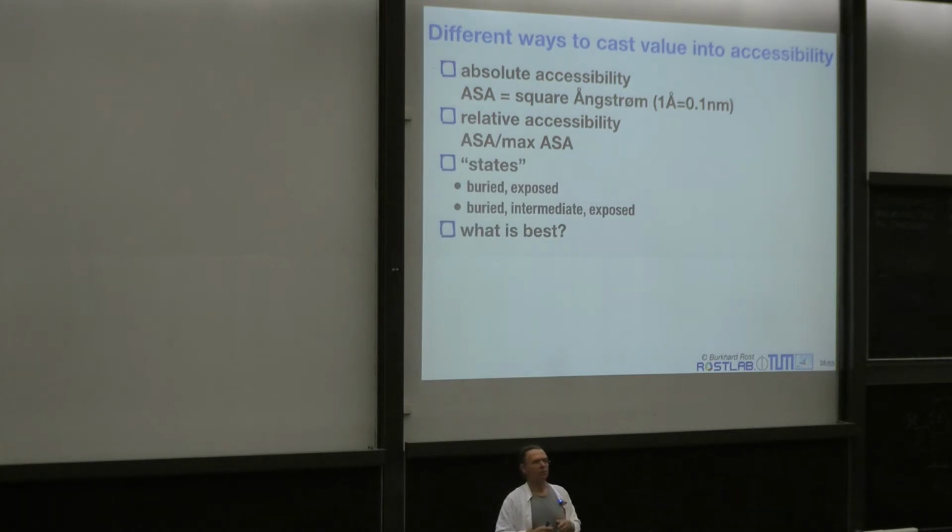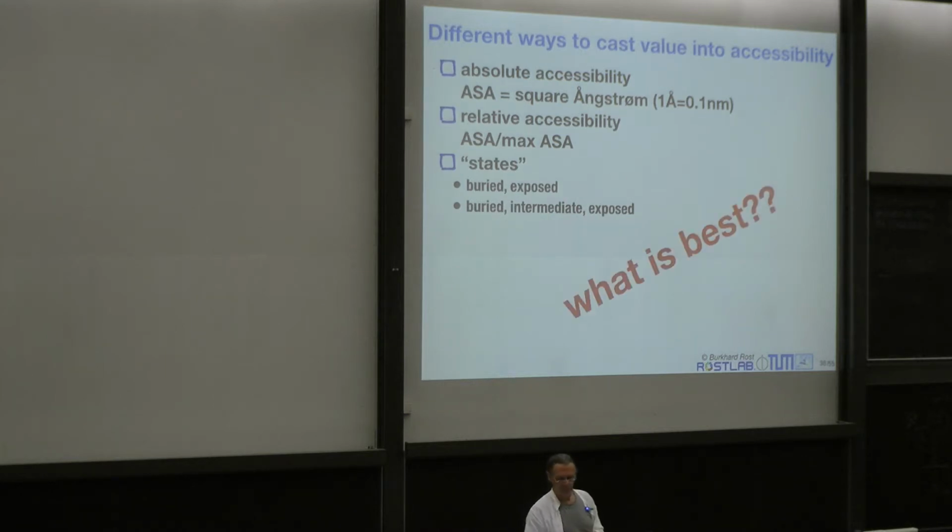Now, you can also begin to look at states. Looking at states, in a binary system you have something that's on the inside, buried, and something that is exposed to solvent. And then there are publications that talk about buried, intermediate, exposed. What is best? When we develop a prediction method, how would we do that?